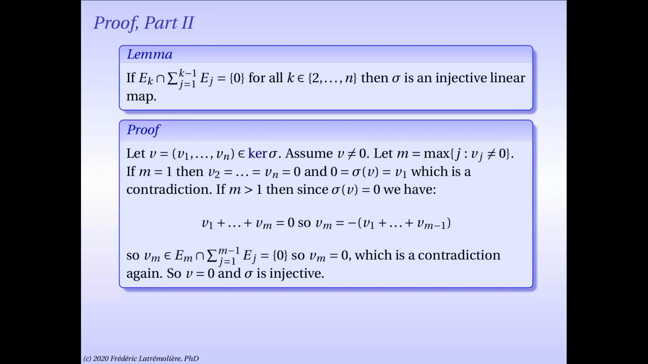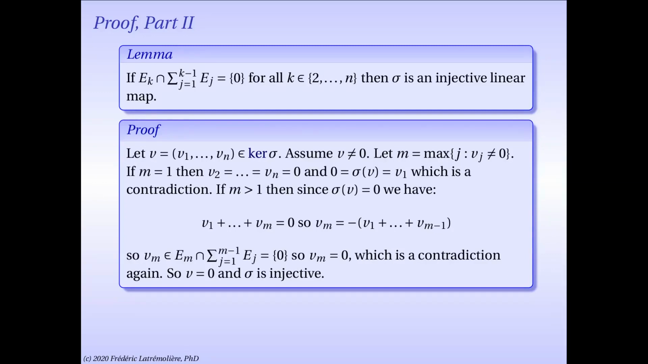So assume now that m is strictly more than 1. So then what do we know? Well, again, we know that sigma of v must be 0, because v is in the kernel of sigma. So we can write what it means. It means that v1 plus etc. plus vm is 0, because past vm, by definition of m, all the other vectors are 0 in the n-tuple v. So take the last one, vm, which is not 0. That's equal to minus the sum of v1 plus etc. plus vm minus 1. I simply solve this little equation here.